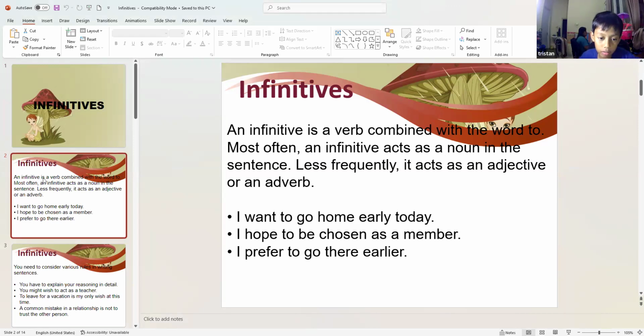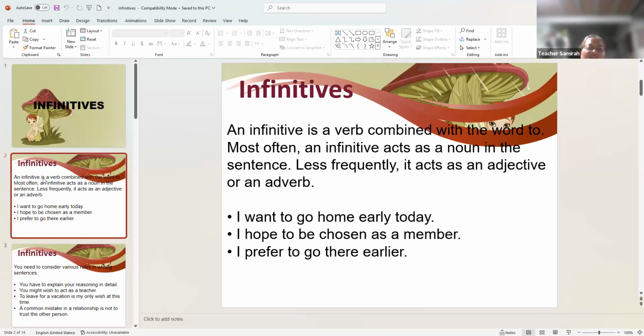Infinitives. An infinitive is a verb combined with the word to. Most often, an infinitive acts as a noun in the sentence. Less frequently, it acts as an adjective or an adverb. For example, I want to go home early today. I hope to be chosen as a member. I prefer to go there earlier. Thank you very much, Tristan.